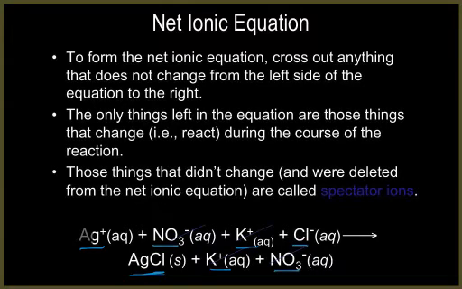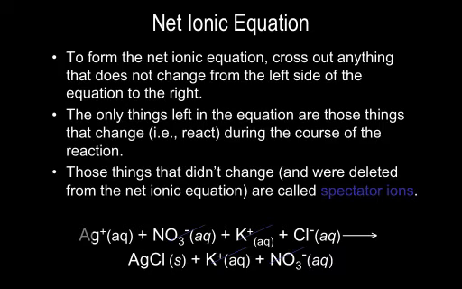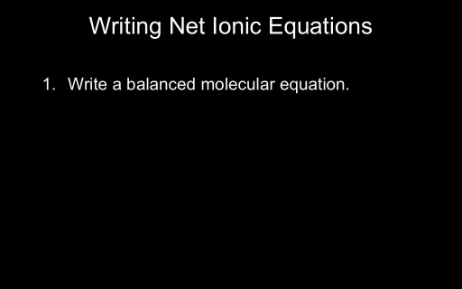Anything that's the same on both sides, and this will be a little bit easier to see when we work one of these out and it's all in one place, the potassium crosses out because it's the same on both sides. The nitrate crosses out because it's the same on both sides. So to show the overall net ionic equation here, we get rid of those spectator ions and we're left with that overall net ionic equation.